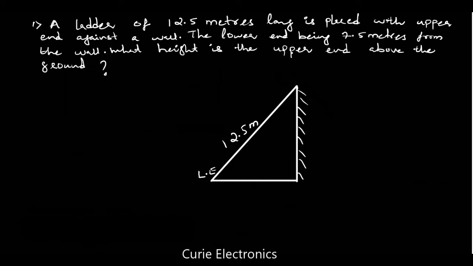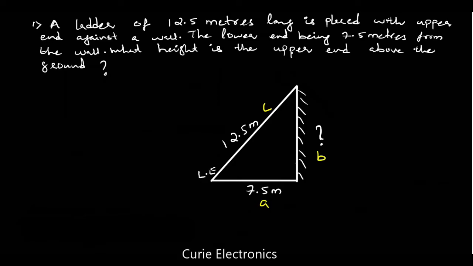Right. So this is 7.5 meters. Now we have to find this height of the wall. So usually what do you do? Hypotenuse we will mark as C. Other two sides we can mark as A and B. So B we have to find out.